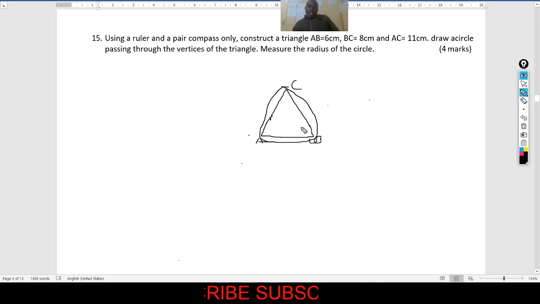So if you bisect this angle and another angle, where the two meet, you stand there and then you draw a circle that will touch the sides. But for a circle that passes outside, you bisect the lines, this line and this line, or this line and this, you bisect the two, where the two intersect, you stand there and then you draw a circle that will pass through the vertices outside. So that is how you do the construction of that.